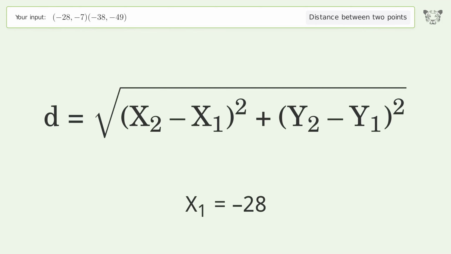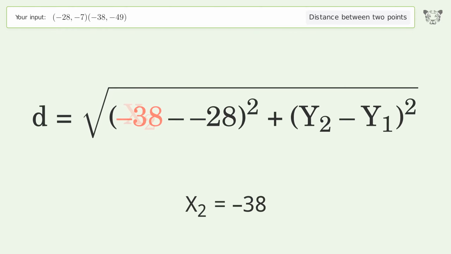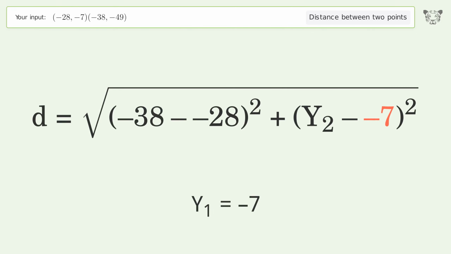x1 equals -28. x2 equals -38. y1 equals -7. y2 equals -49.